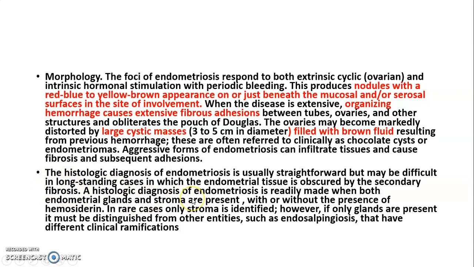A histological diagnosis of endometriosis is readily made when both endometrial gland and stroma are present, with or without the presence of hemosiderin. The hemosiderin is the pigment present in macrophages due to hemorrhage. In rare cases, only stroma is identified. However, if only glands are present, it must be distinguished from other entities such as endosalpingosis that have different clinical ramifications.